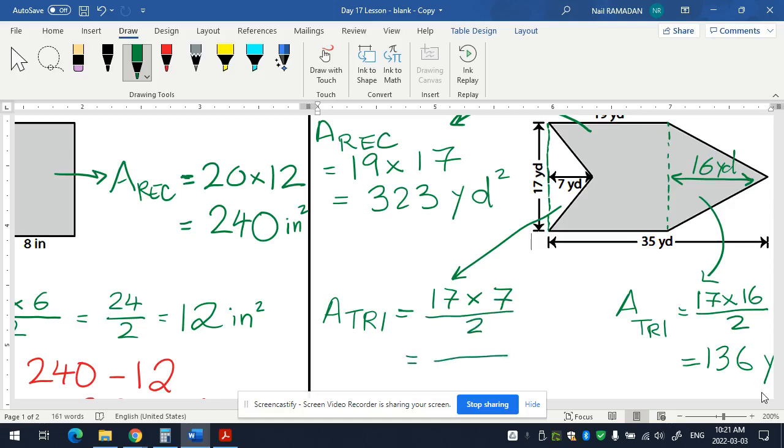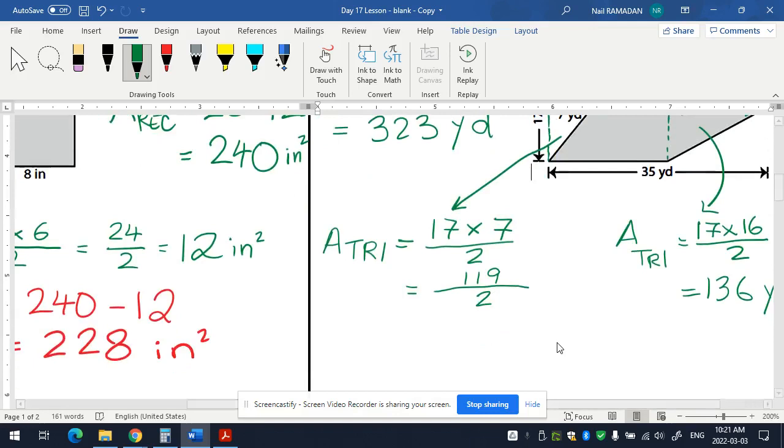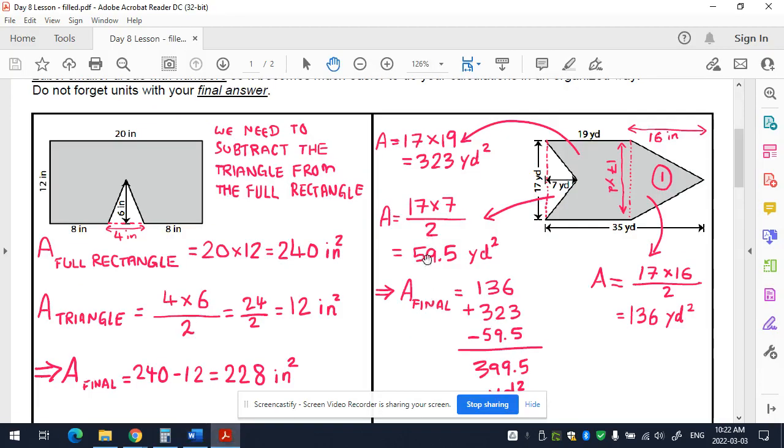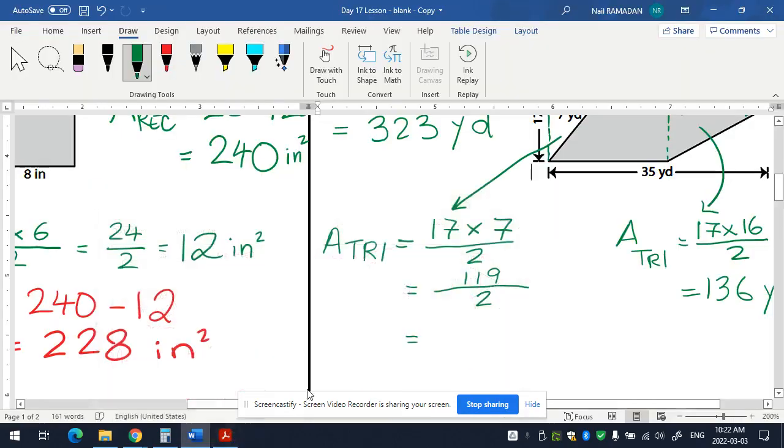Okay. 17 times 7. 70, 49. 119 divided by 2, which is, yep, 59 and a half. Almost 60.